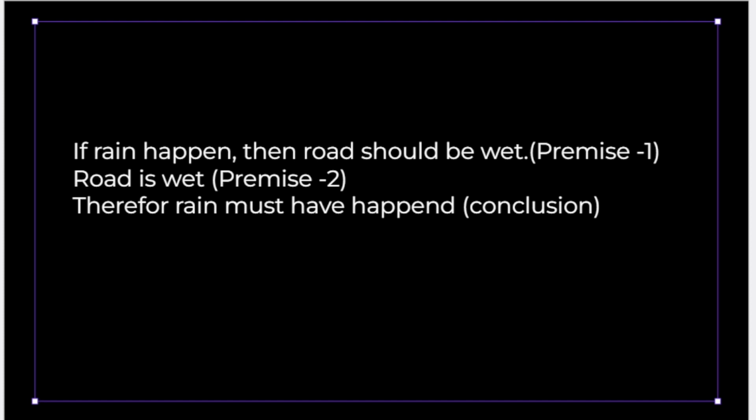Let's take an example. If rain happened, then the road should be wet, premise 1. The road is wet, premise 2. Therefore, rain must have happened, conclusion. I'm going to expand this argument further because, as you can see, you're assuming that the road is wet and drawing a reverse conclusion, where you try to construct a reason out of the conclusion, and this is where the fallacy arises.